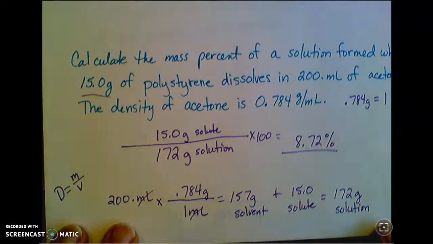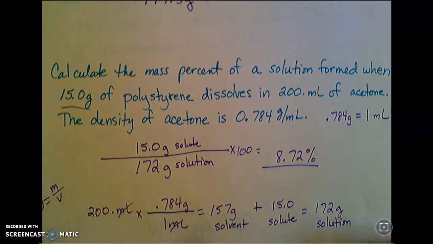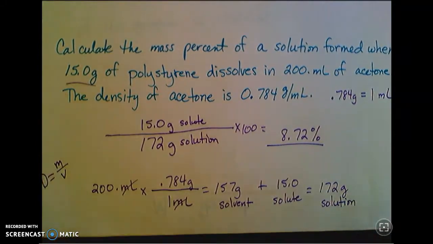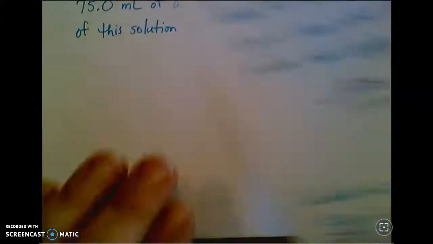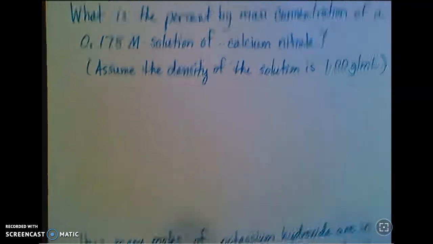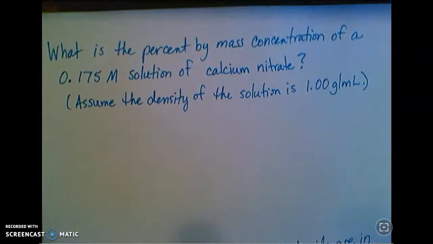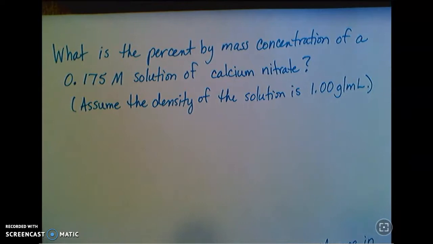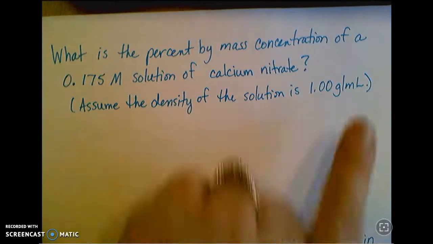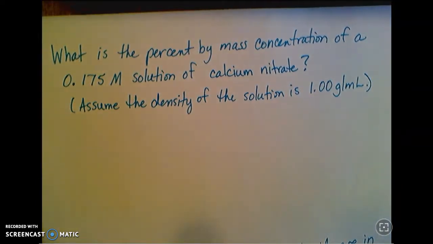Again, a little more complicated. There is one more step there, but still not bad at all. You guys shouldn't have too much trouble with this. Now, a little different question. What is the percent by mass concentration of a 0.175 molar solution of calcium nitrate? And it says, assume the density of the solution is 1 gram per milliliter. Well, why do I need to know that? I don't have a volume here, but we'll get to that.